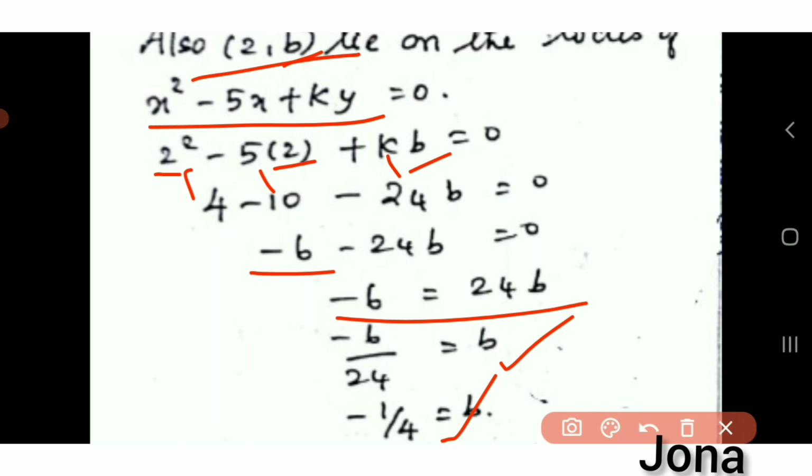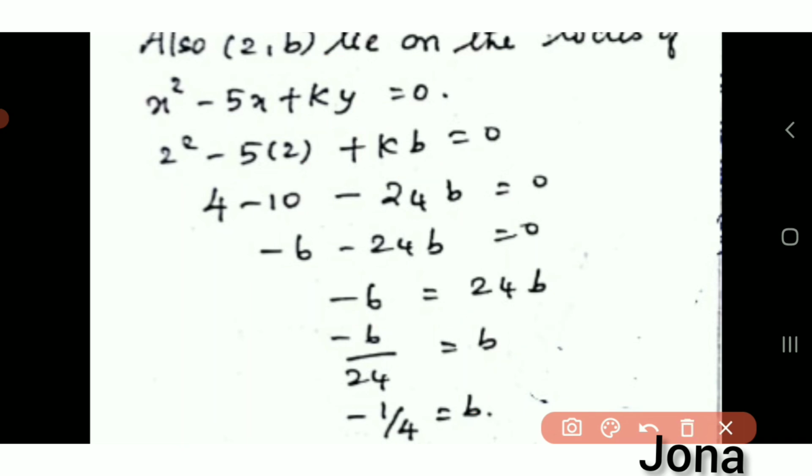So we found the values k equal to minus 24 and b equal to minus 1 by 4 here.